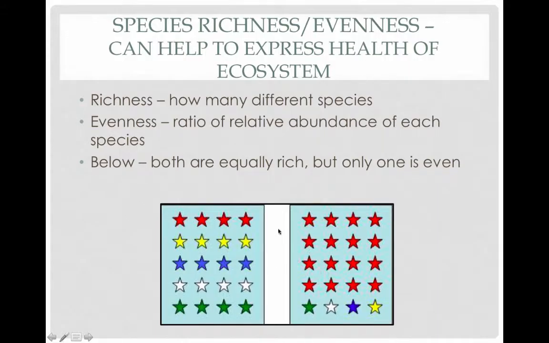Now look at the evenness. The left-hand side is a heck of a lot more even. So that evenness really tells you something. Like on the right-hand side, this red star could be an invasive species.